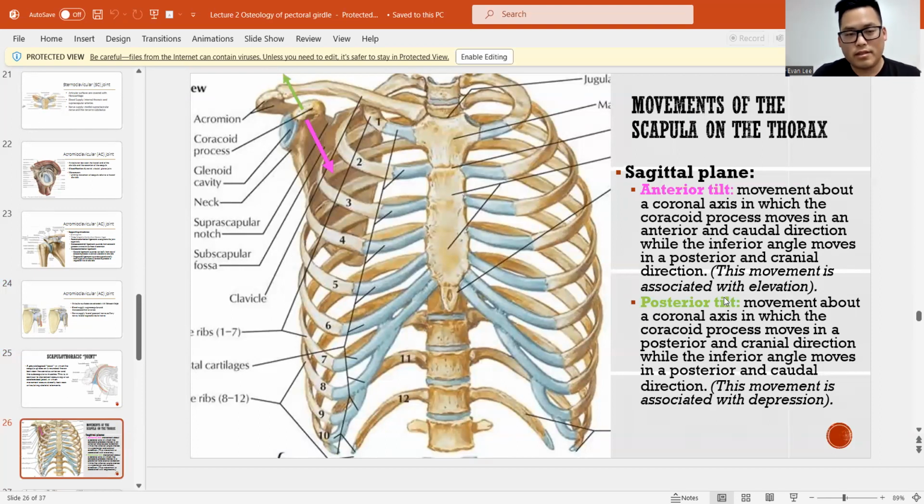So the scapula, if you look closely, well, let me just move this real quick.